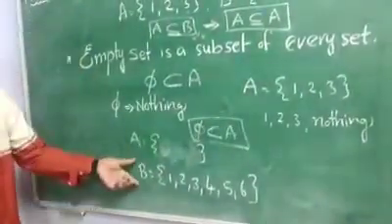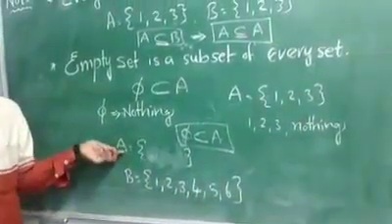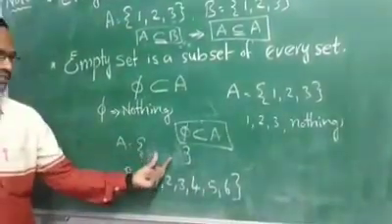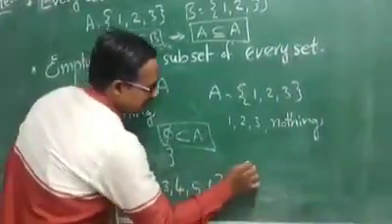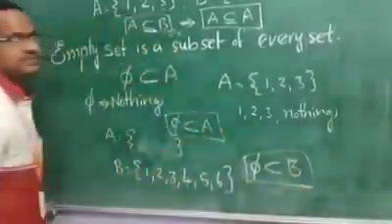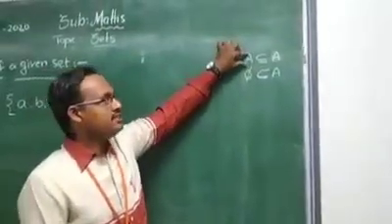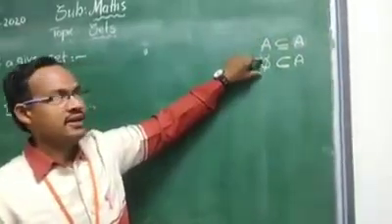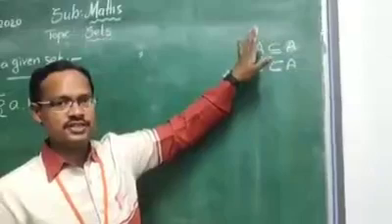Now, no element of B, that means the element which is not in B, is it in A? No, that means A is a subset of B, which gives: an empty set is a subset of every set. Empty set is a subset of every set. So by this what we can conclude: every set is a subset of itself and the empty set is a subset of every set. These two things we understood.